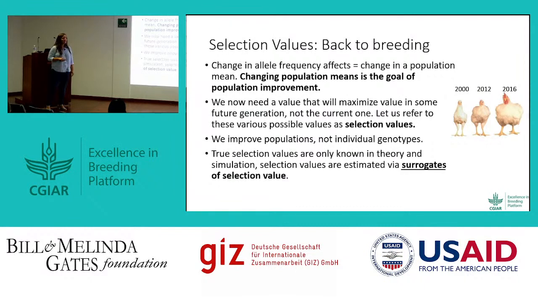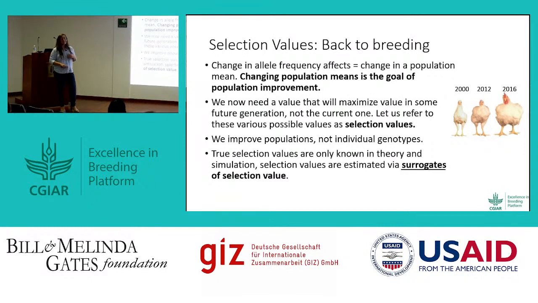So the next question is, how can we create these different values that are going to maximize value in a future generation and not just the current one? With recurrent selection, we saw how just selecting on phenotype could start concentrating those favorable alleles. And that's pretty much all that we want to do, right? But there are actually other things that we could like to be more careful about, that could lead us to select on other values. We're going to go through what those are, and also how to estimate them, like you were asking.